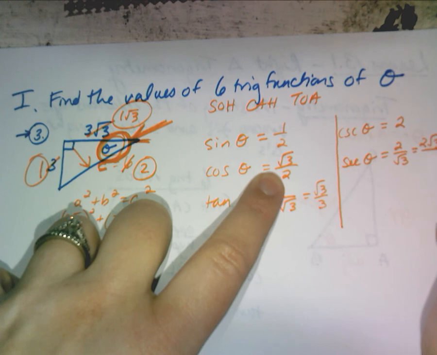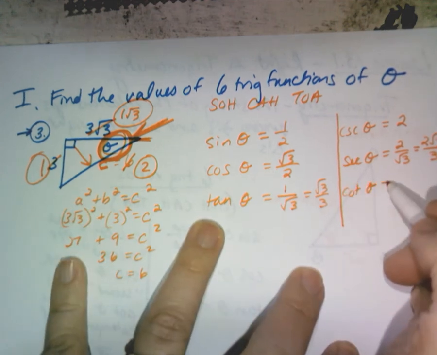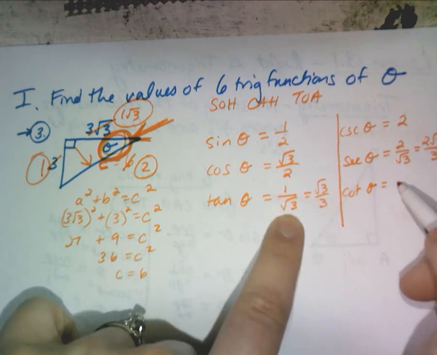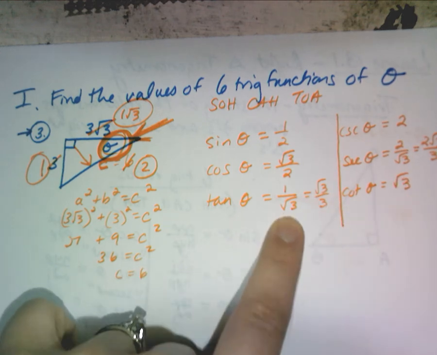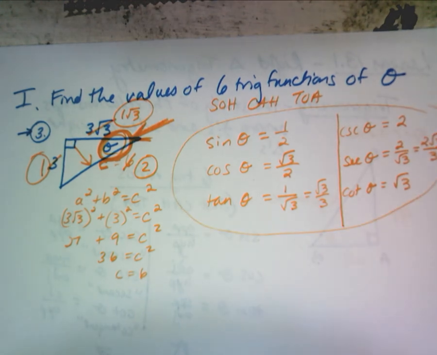2 root 3 over 3. And then tangent is cotangent. I'm actually not going to flip that one, because it would actually have the radical out of the denominator. So it's just radical 3. And there's your answer. That's what you'll have to do on questions 1, 2, and 3 on homework tonight.